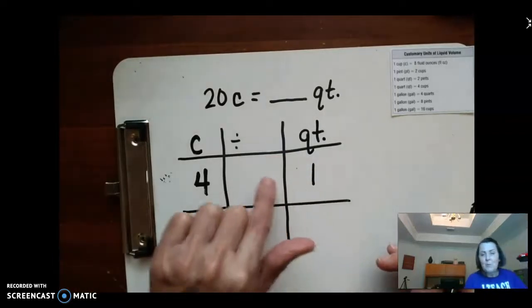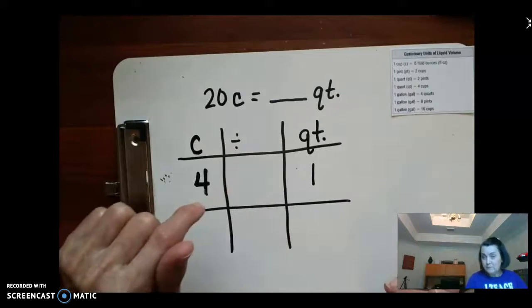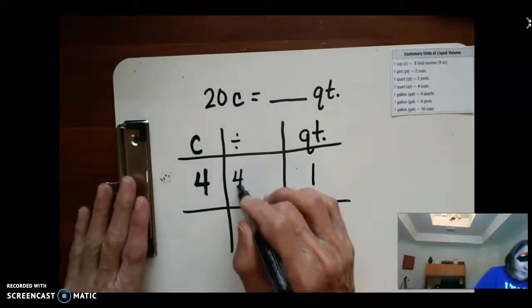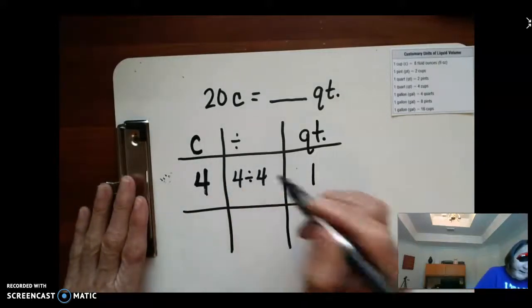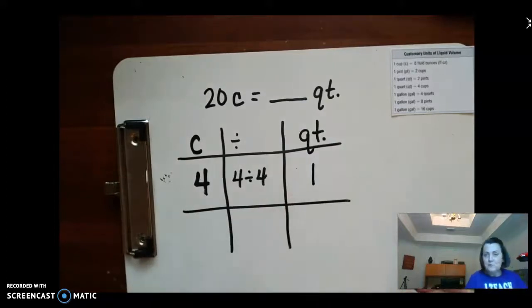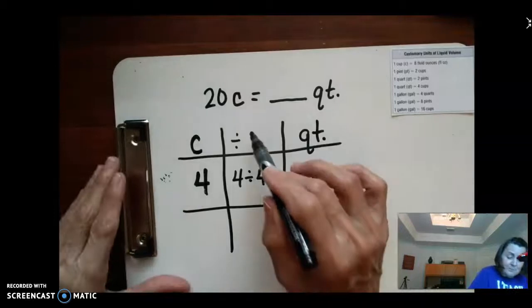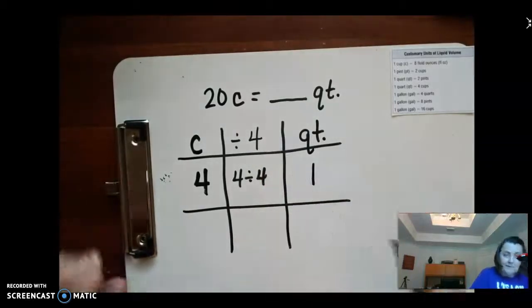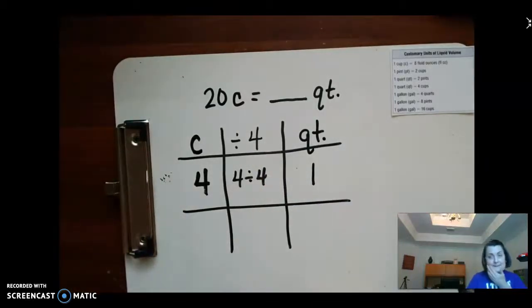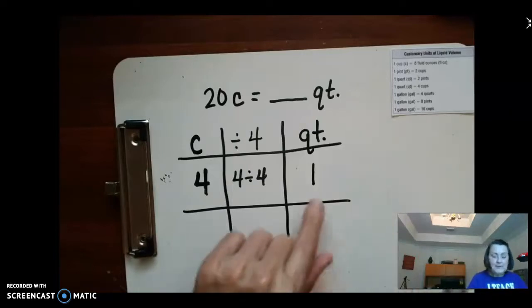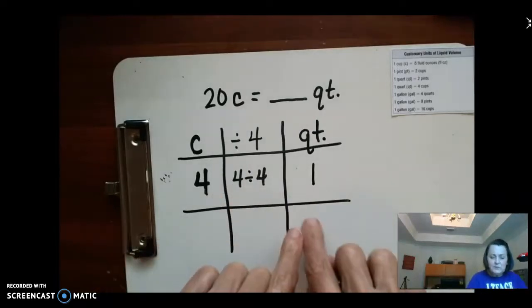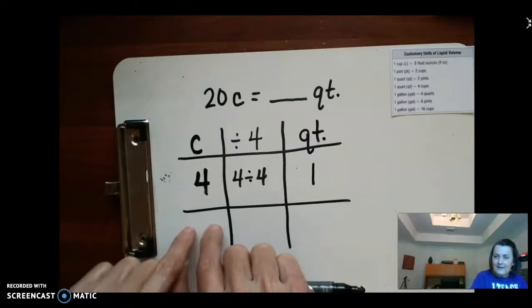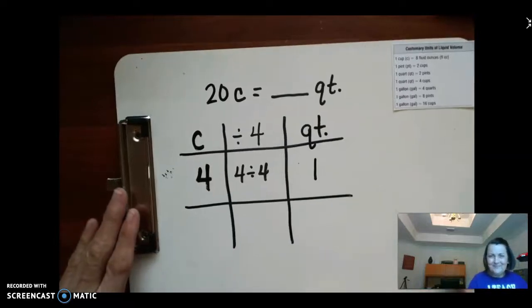Well, I know that 1 times 4 equals 4. So 4 divided by 4 equals 1. So our rule is to divide by 4. Do you see that? But we can use related facts. If we're not good at division, we can use related facts. Okay, and I'll show you in just a second.